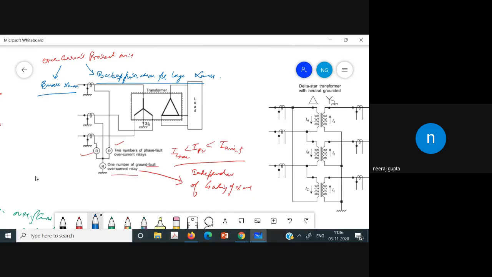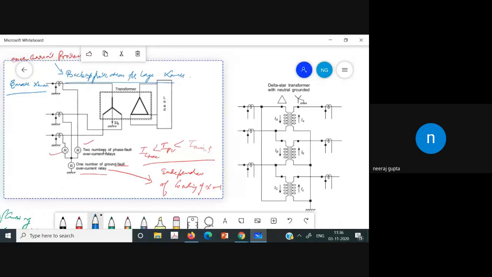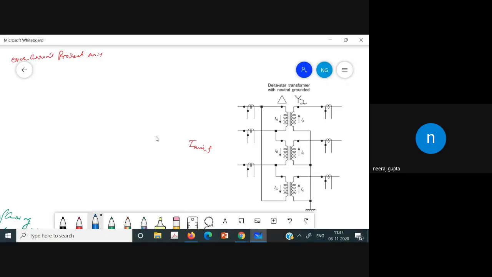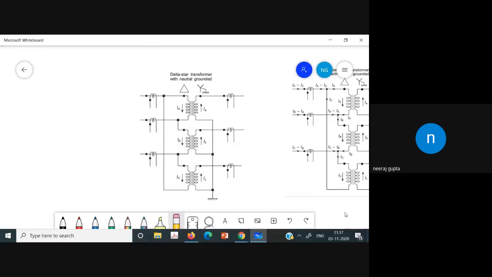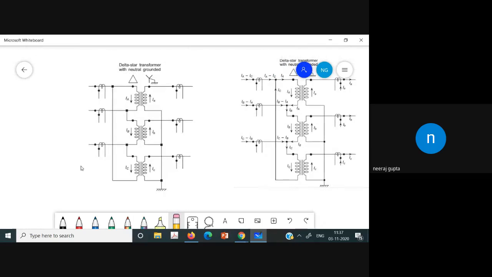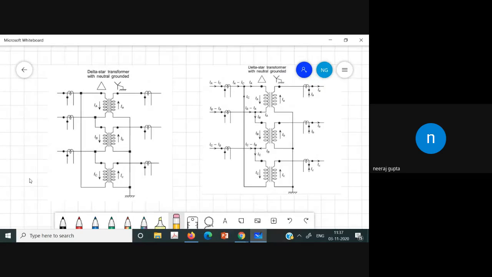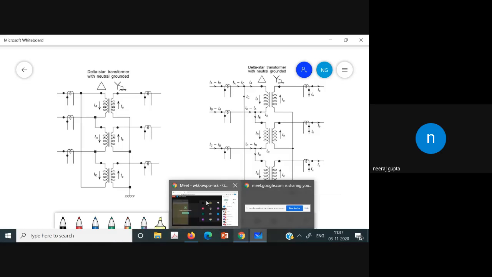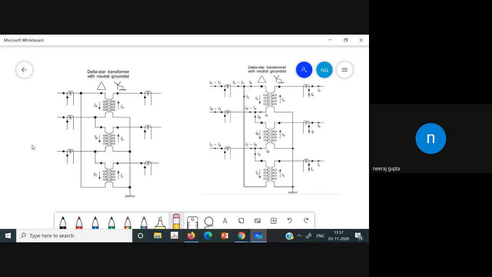Now, this is the overcurrent protection. Another type of protection for a transformer is the percentage differential protection. As you are aware, the two terminals of the transformer are very near to each other, so it is an ideal case for percentage differential protection. How we can distribute and label the currents, we can discuss in this percentage differential protection.